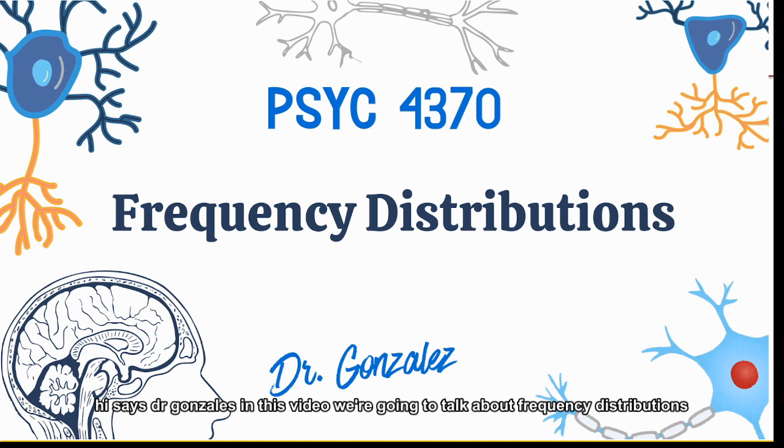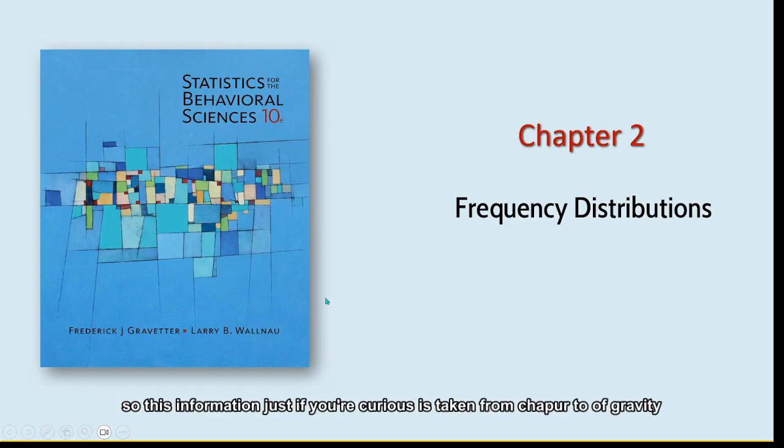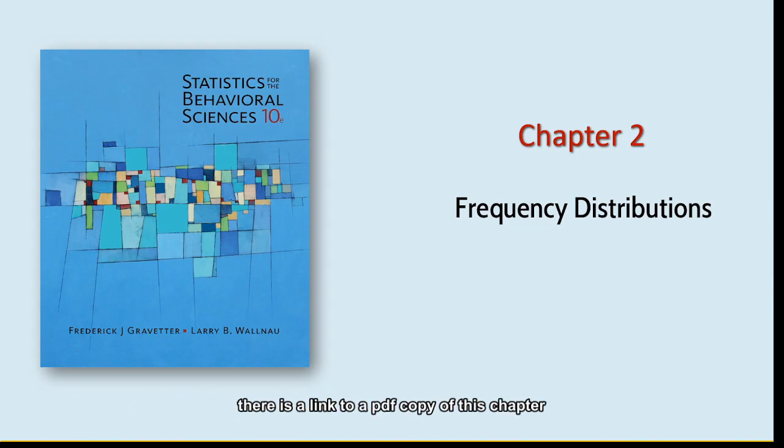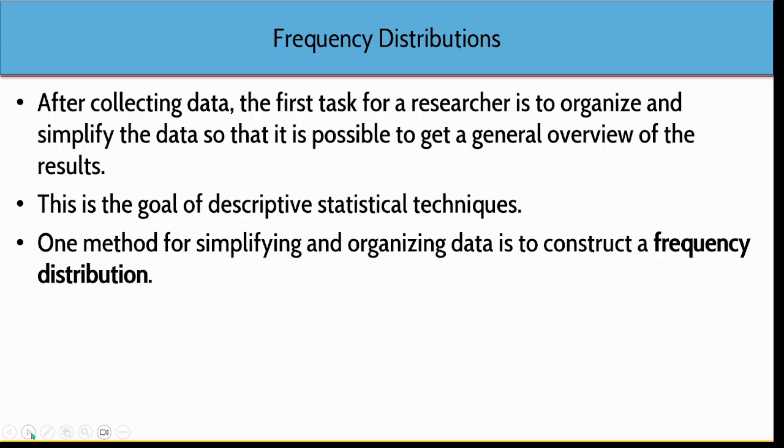In this video, we're going to talk about frequency distributions. This information, just if you're curious, is taken from Chapter 2 of Gravetter and Wallnau's book, Statistics for the Behavioral Sciences, 10th edition. There is a link to a PDF copy of this chapter in Canvas in case you want to go back and read the material that I took these notes from.